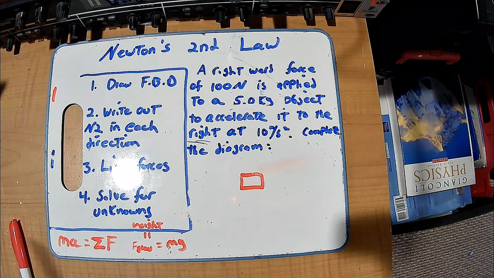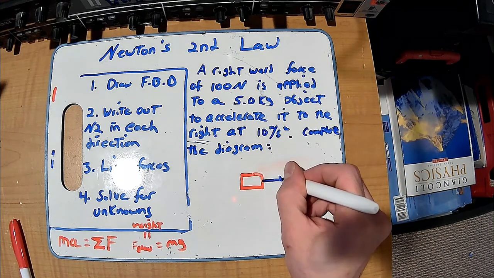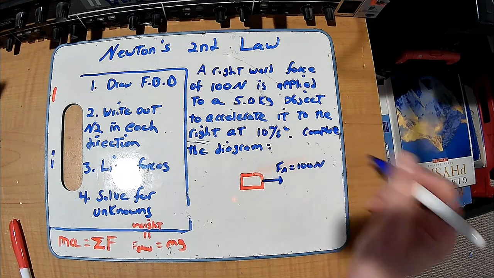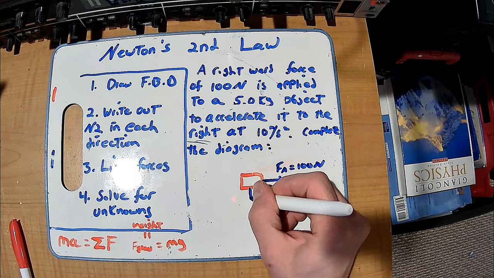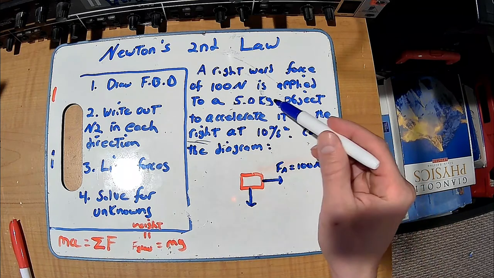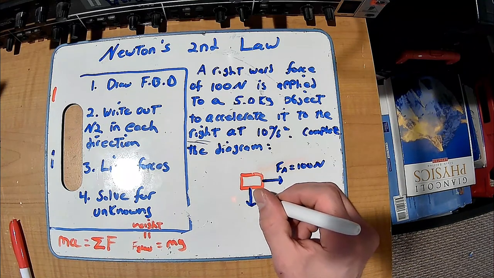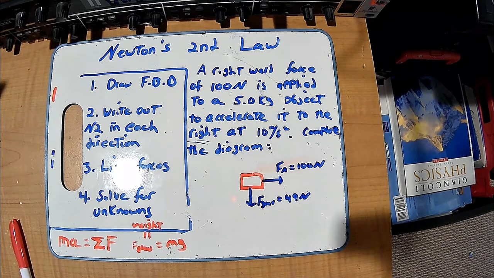Okay, so think about what we're given here. We are already told there's a rightward force of 100 newtons, so we're going to put that in the diagram. And I'll call that just applied force. Okay, but think about what other forces are acting here. Obviously, gravity is going to act on an object, so we're going to put that in. And remember, to calculate a force of gravity, which we call weight, we do the mass times g. G is 9.8 on Earth. So the mass, 5 kilograms, times 9.8. If I do that, I get that the force of gravity is 49 newtons.